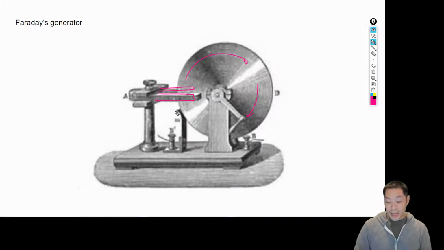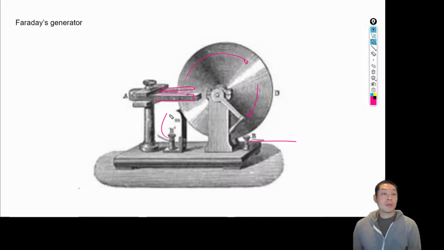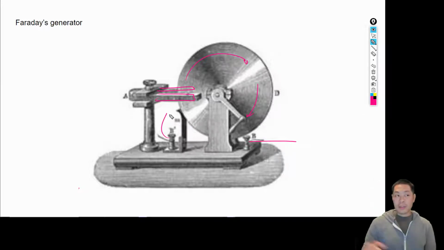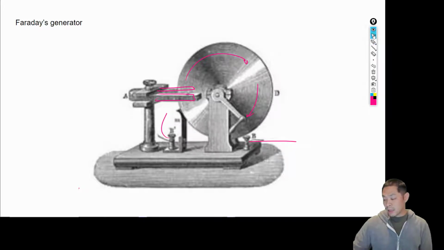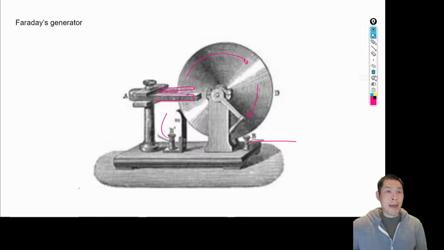And what was cool is as it's spinning, it acted like a current. As this copper goes through the magnets, it started conducting electricity. So he created the first motor and first generator. Eventually we'll come back to it like the intro picture and explain how that even works. But first, before we get there, we need to understand magnetism.